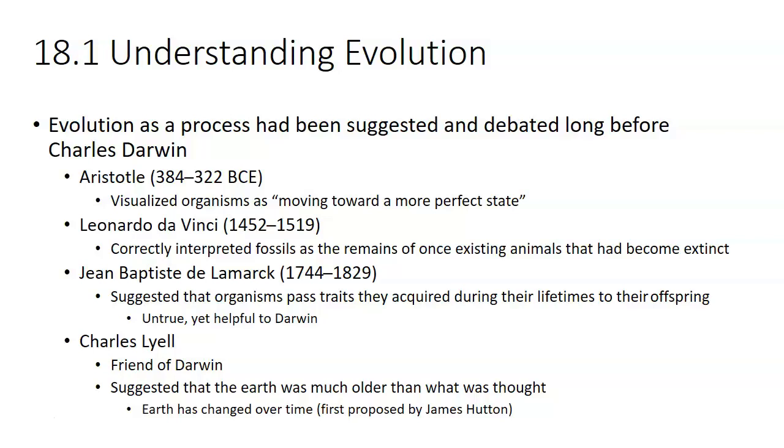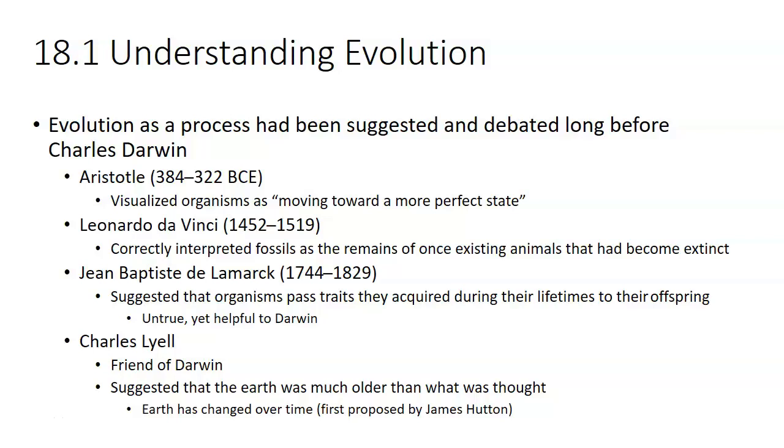Okay, so who else helped him? Lyell lived around the time of Darwin. He was actually a friend to Darwin, Charles Lyell. And Lyell luckily said that, you know what? The Earth is much older than people think it is. And so if the Earth is much older and it's been around for a lot longer than we previously thought, then there probably was enough time for evolution to occur. Okay?